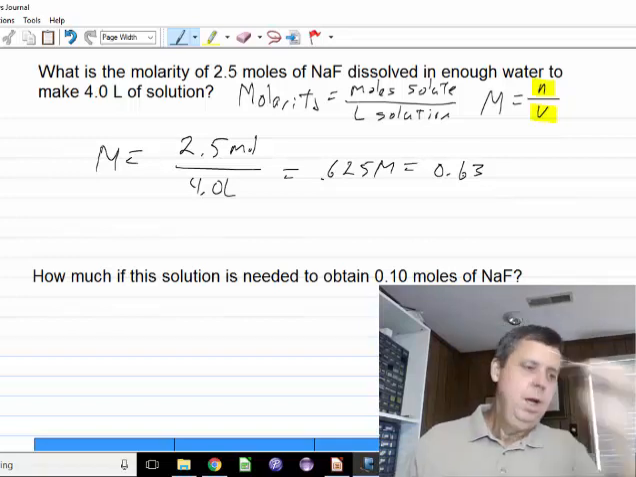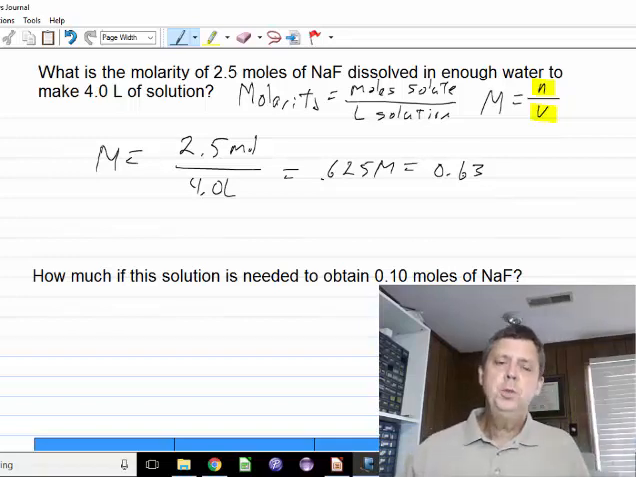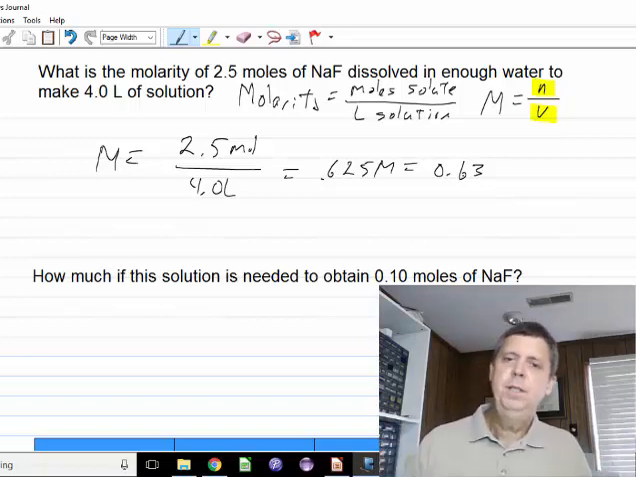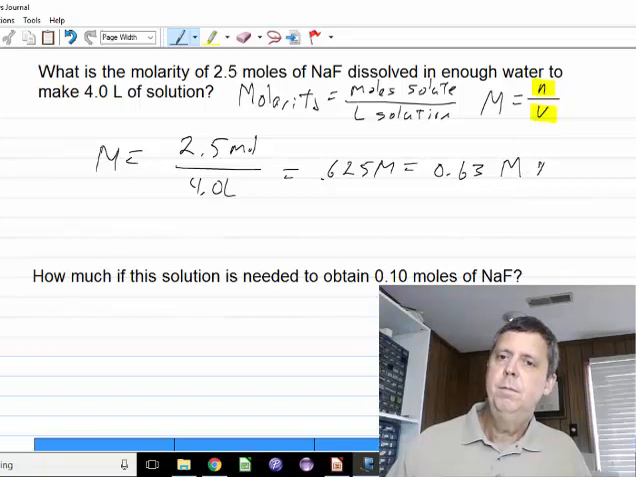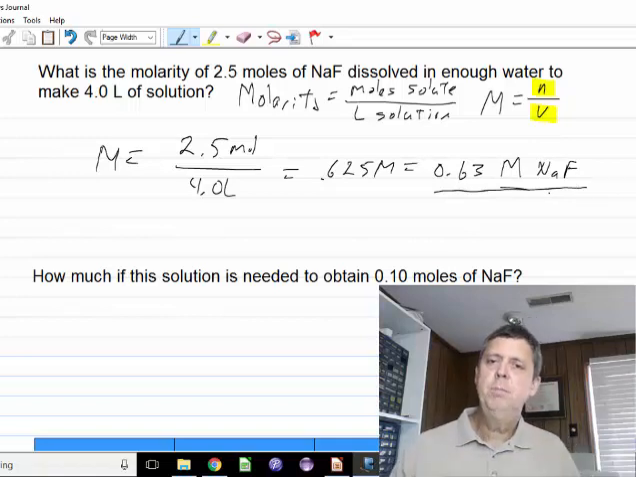That's the basic solution. Now, where this is useful, and that's what the next part shows, is that in labs we often make up a stock bottle of a known concentration. So you have a gallon or two on the shelf of, in this case, I should finish my units up here too, 0.63 molar solution of NaF. Again, M is often called molar, this is pronounced as 0.63 molar sodium fluoride.